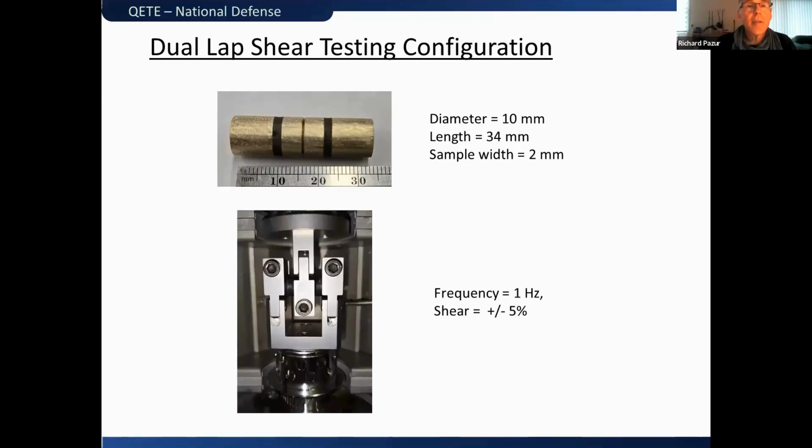And what you do here is you insert that into the shear testing configuration. And you can see where the rubber is, right here and here, the black in between, if you can see my arrow on the presentation. And we do the testing, frequency is at 1 hertz, and the amount of shear we apply is plus or minus 5%. So that's our dynamic displacement.